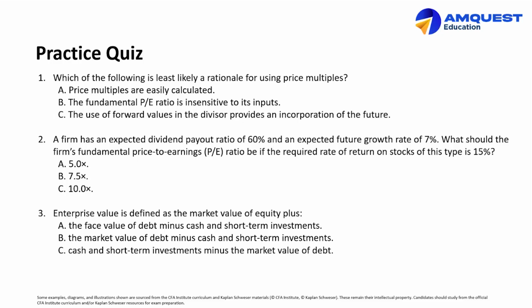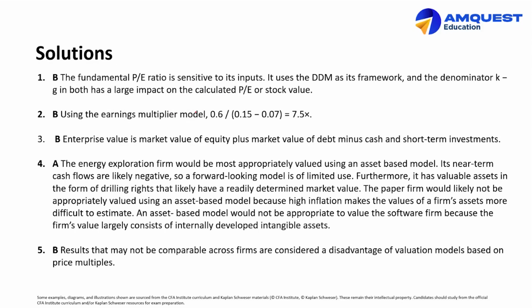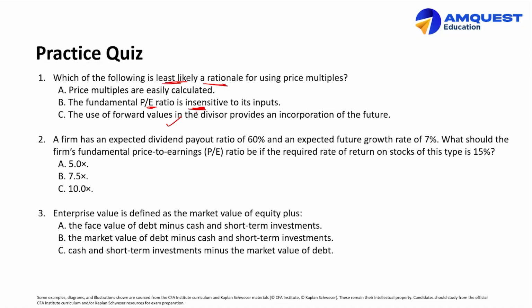Which of the following is least likely a rationale to use price multiples? Least likely a rationale means a statement that is wrong. Price multiples are easily calculated. Okay, possible. P/E ratio is insensitive to its inputs. If earnings are very volatile, things can vary. The use of forward values in the divisor provides an incorporation of the future. That is actually a good thing. Insensitive is not right, it's actually sensitive. So the answer is B. Correct.